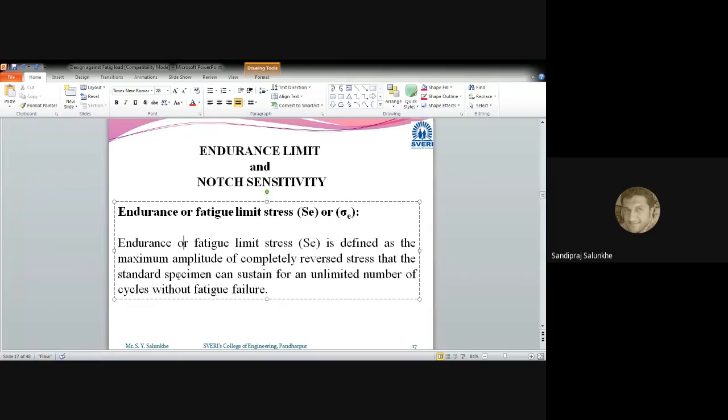So how can we define this endurance limit? It is the value of stress which a standard component can sustain for an unlimited number of completely reversed stress cycles.